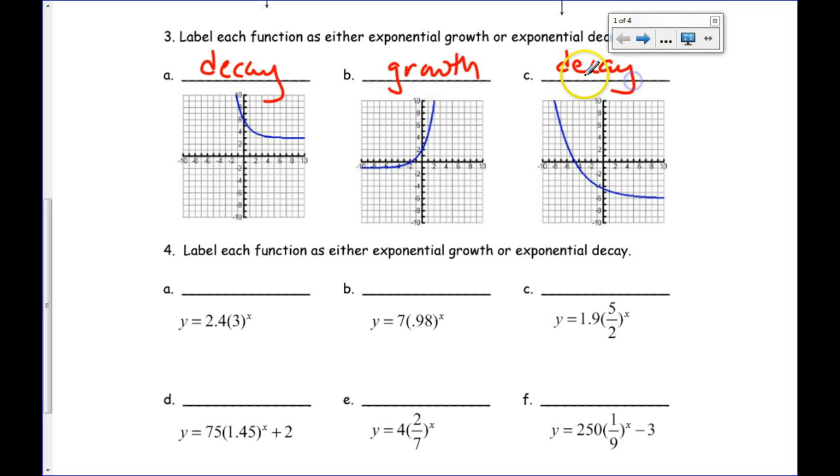So now on the bottom ones, you're really looking at the ones that are in the parentheses. That's your B value. If it's greater than 1, it's a growth. So this is a growth. This one is what? Decay. I'm going to say D for decay. What's this one? Growth. That's a G. How about this one? Growth. Decay. Decay. Good.